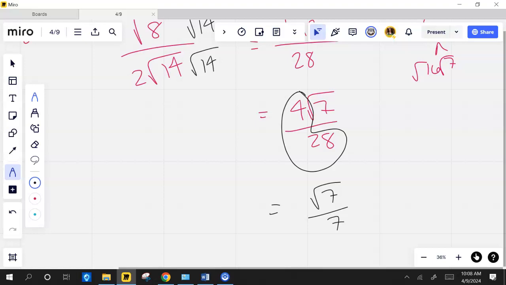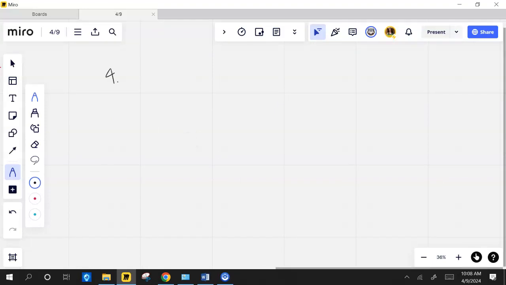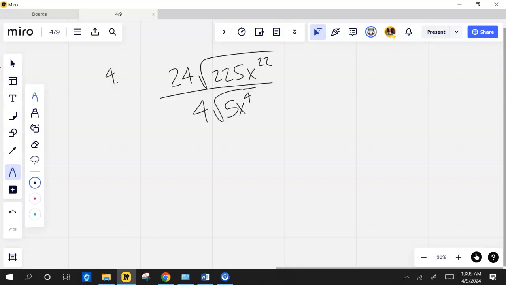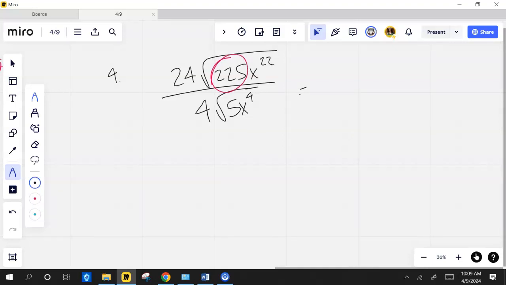Give me another one. 9. 4. 4's got a lot of parts to it. That might be part of the problem. 225x to the 4th over 22. Now for this one, I probably would simplify. The only reason I say simplify this one before you start is I noticed this is a square root and this is a perfect square. That's the first thing I saw whenever I wrote this. So square root of 225 is what? 15. So you got 24 times 15, and then 2 goes into 22 how many times? 11.